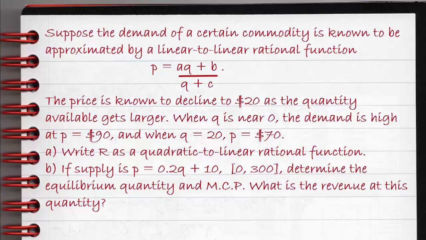First, we'll write the revenue r as a quadratic to linear rational function. Then, if the supply is given by p equals 0.2q plus 10, where q is between 0 and 300, we will determine the equilibrium quantity and the market clearing price. We'll determine how much revenue is earned at this equilibrium quantity.